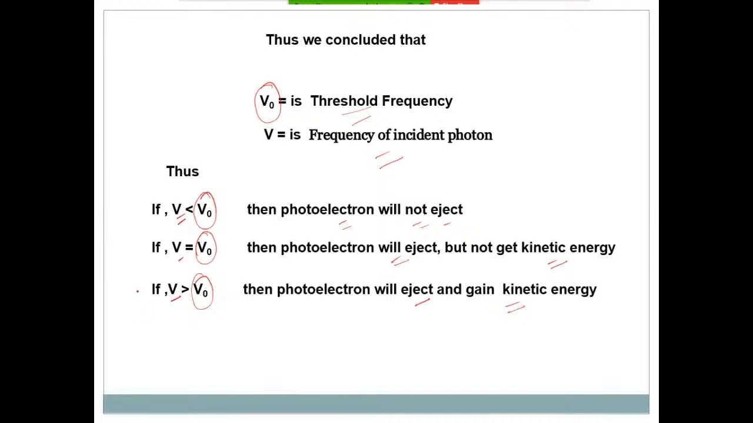So for the photoelectric effect, we always require this third condition. It means the incident frequency must be more than the threshold frequency. Only then will the electron eject and gain kinetic energy.